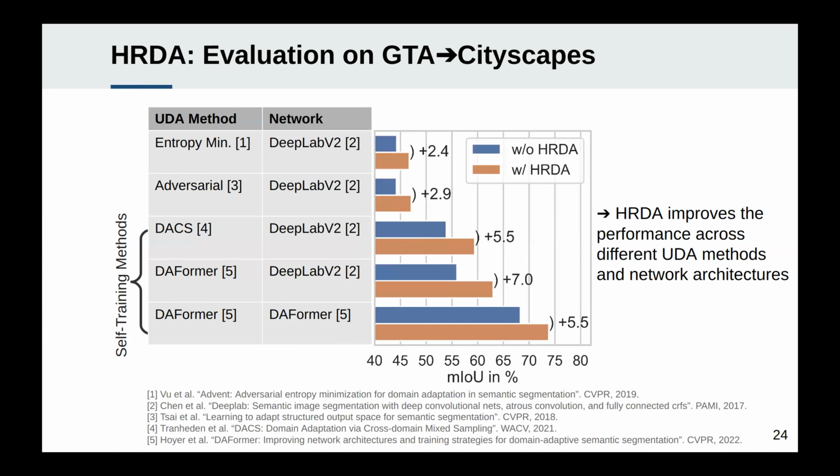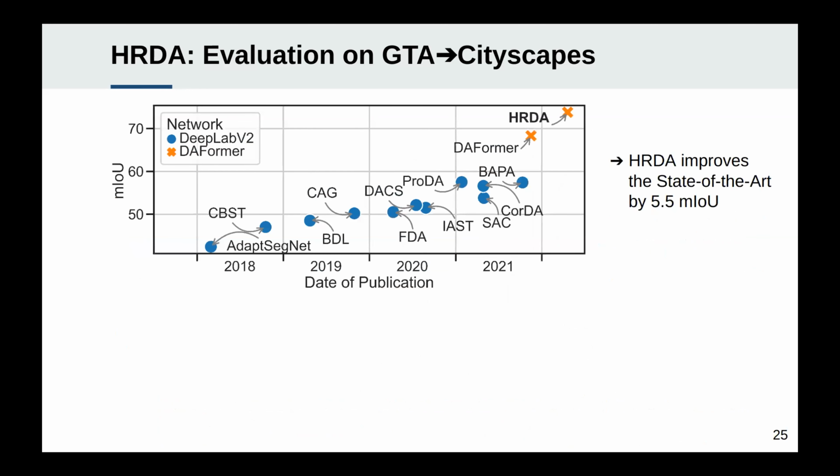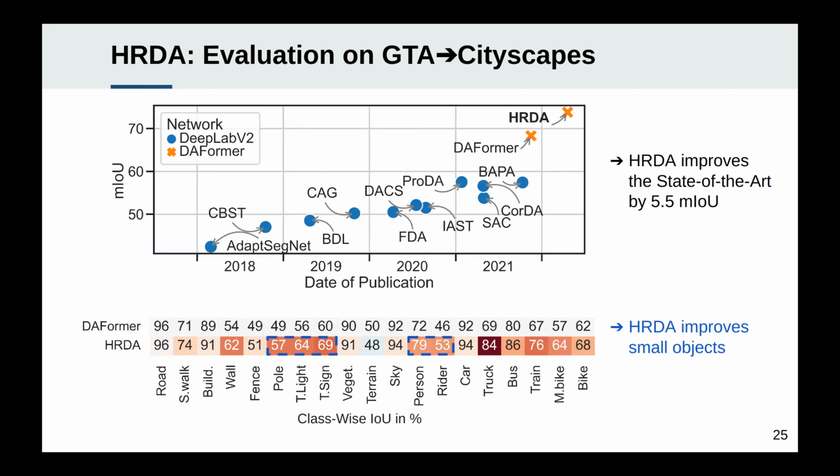This system can be combined with different UDA methods, different network architectures, and consistently improves the performance by significant margins. Interestingly, for self-training methods, the improvements are larger, which comes from the fact that we generate these nice multi-resolution pseudo-labels, which have a nice effect in reinforcing the learning of the system. When we combine it with DAFormer over here, we can see a very nice performance improvement, where mostly classes with small objects, such as pole, traffic light, traffic sign are improved, but also difficult classes, such as bus, train, and motorbike.